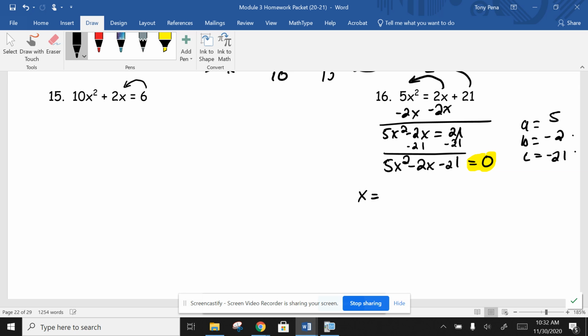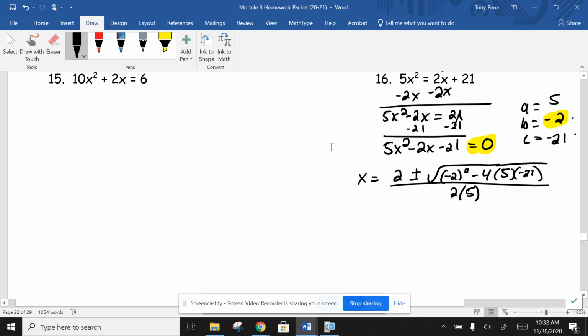So we want the opposite of B. We now know that our B was a negative 2. So when we plug it in, opposite of B would be a positive 2, plus minus the square root of B squared, and then minus 4 times A times C. A is a 5, C is a negative 21. And then all divided by twice A. Ooh, it's going to be a big number. I might need some calculator help there.